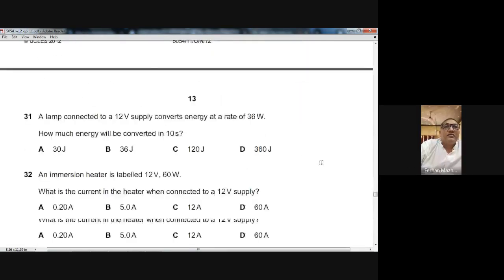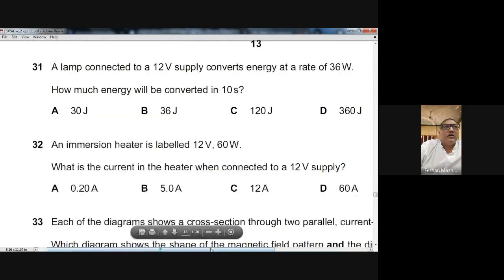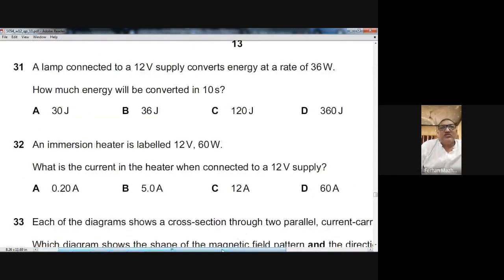Okay. So here we have a lamp connected to a 12-volt supply that converts energy at a rate of 36 watt. How much energy will be converted in 10 seconds? The power is given and the time is given. They want you to find out the energy.